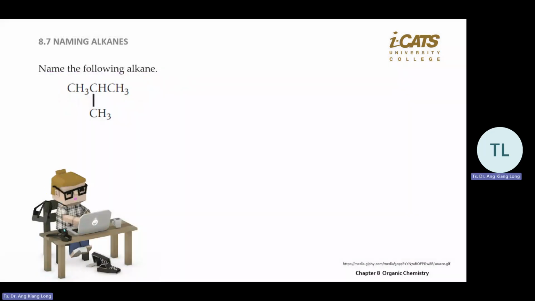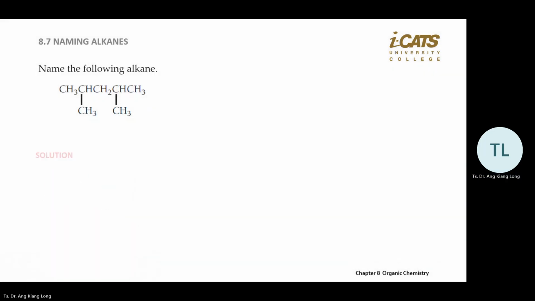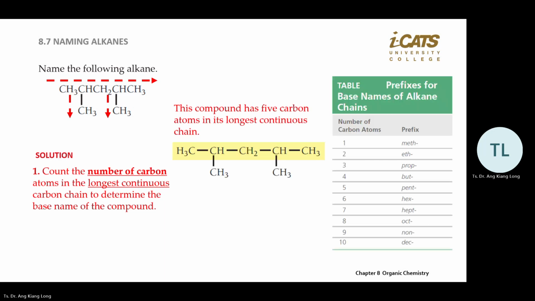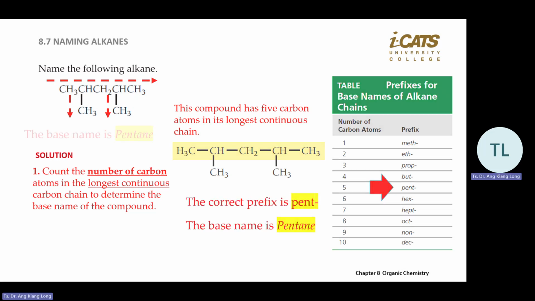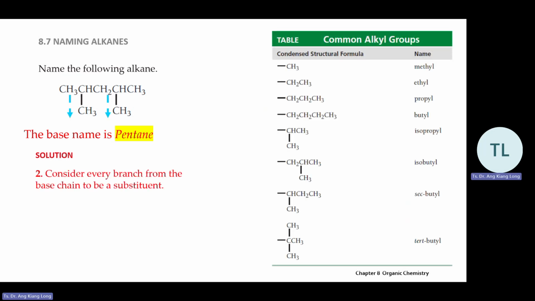So this one, just observe the steps. First, count the number of carbon. So count the number. Go for the prefix table. Then look for the branch. Branch is called substituent. So each one of these, you look at the shape of that one. So this one comes out with CH3. CH3 is this one, methyl.